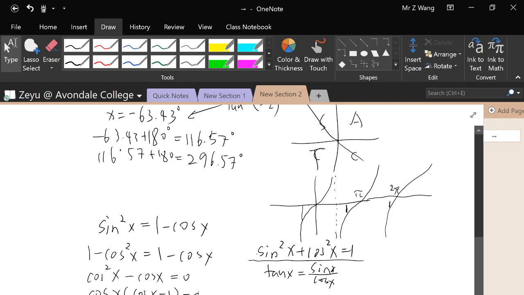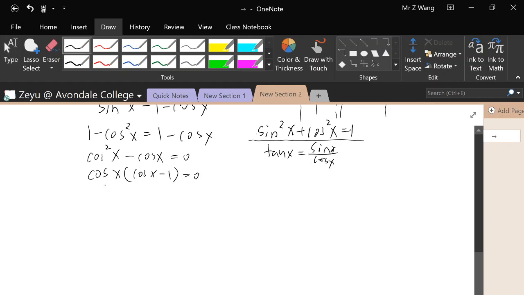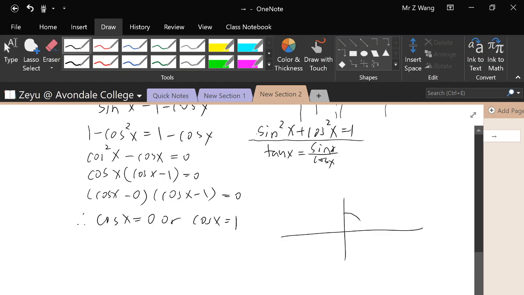Okay, so we do this way, and then one solution is cosine x, because this is cosine x minus 0, cosine x minus 1, right? So cosine x equals 0 or cosine x equals 1. From cosine x equals 0, this is a special value, right? I hope you still remember the cosine graph.